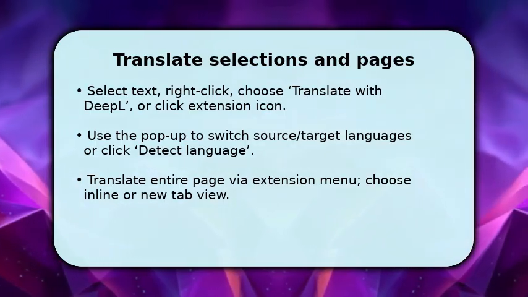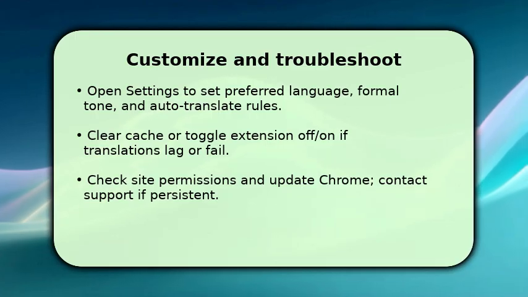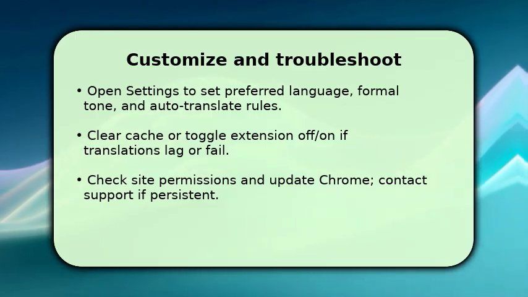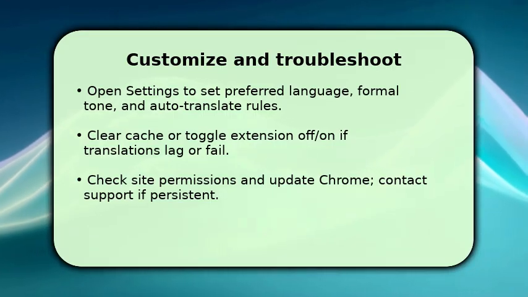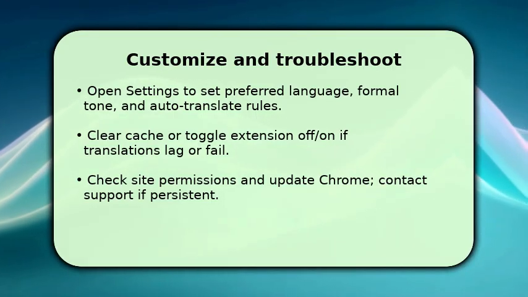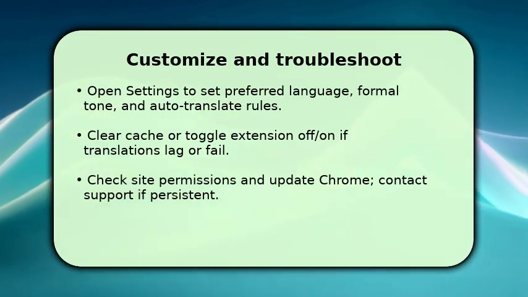You'll finish by customizing and troubleshooting. Open settings to set your preferred target language, tone, formal or informal, and auto-translate rules for specific sites so Deepl behaves predictably. If translations lag or the pop-up won't appear, clear browser cache, restart Chrome, or toggle the extension off and on to force a reload.